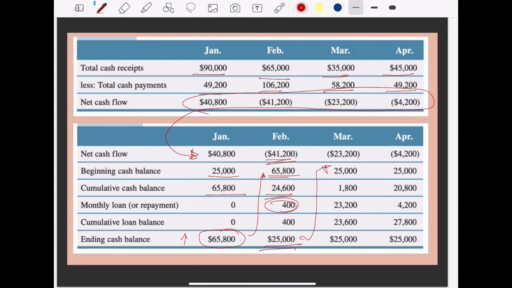to meet the 25,000. On the third month, on March, the cumulative cash balance is only 1,800, and we need to borrow 23,200, and that goes back to April. That becomes the beginning balance of April. But if you try to look at the numbers, there's a decrease in cumulative loan balance compared to the previous cash budget that we have prepared. All in all, I can see that there is a better management of cash on this cash budget.